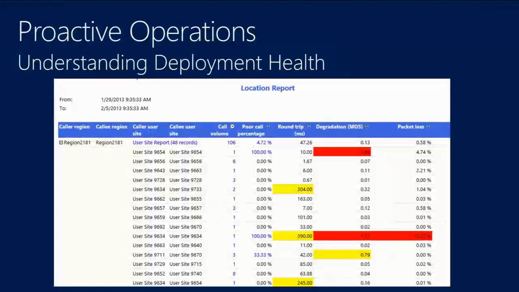We also have a location report. If you've gone through and filled out your Lync server data associating subnets with different locations, this will actually use those location names in the report. If you haven't done that, we'll show you the subnets in each of the reports.